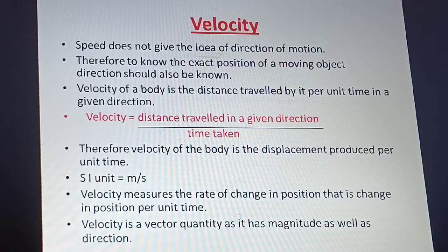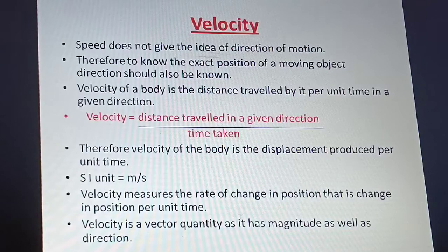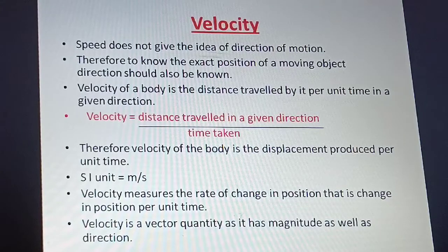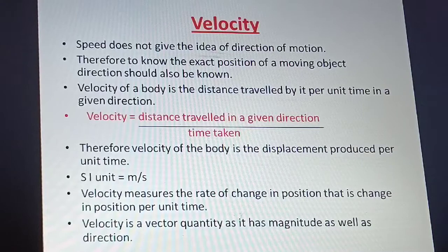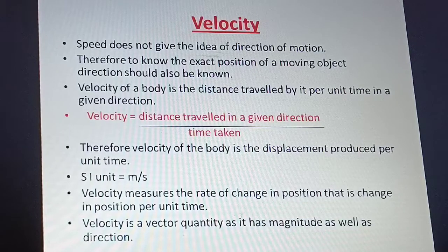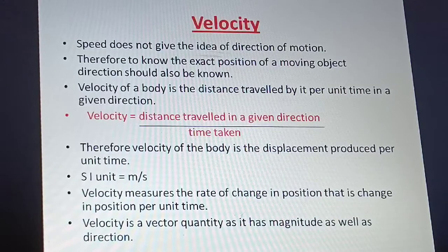So the velocity of a body is the distance traveled by it per unit time in a given direction. Velocity is nothing but how much distance you travel per unit time, in a particular direction. Speed and velocity are one and the same, but speed is a scalar quantity which gives you the magnitude, not the direction. It will not see the direction. Whereas velocity has magnitude as well as direction. So it is the distance traveled by it per unit time in a given direction.